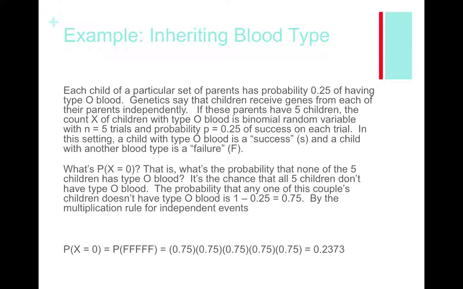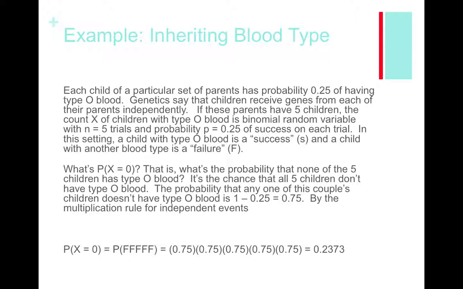So in this setting, a child with type O blood is a success, and a child with another type of blood would be a failure. Okay, so we already identified this in the last video as definitely being a binary setting. So we know that already.